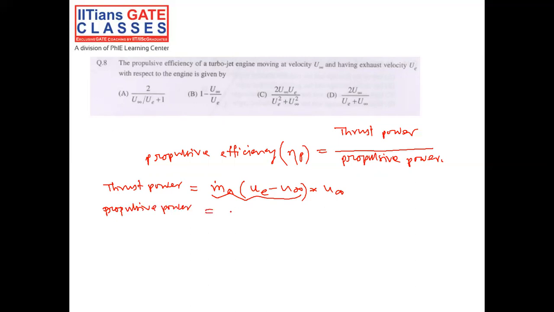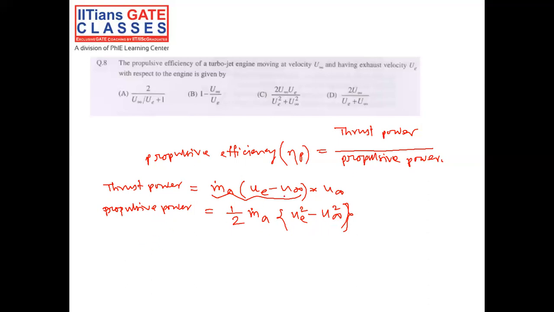And the propulsive power of the engine is defined as the change of kinetic energy of the flow at the exit of the engine compared with the entry of the engine. So this is defined as half m dot a into ue square minus u infinity square. So half m dot a ue square is the kinetic energy of the flow at the exit of the engine, and half m dot a u infinity square is the kinetic energy of the flow at the entry of the engine. So the difference of these two kinetic energies is defined as the propulsive power.